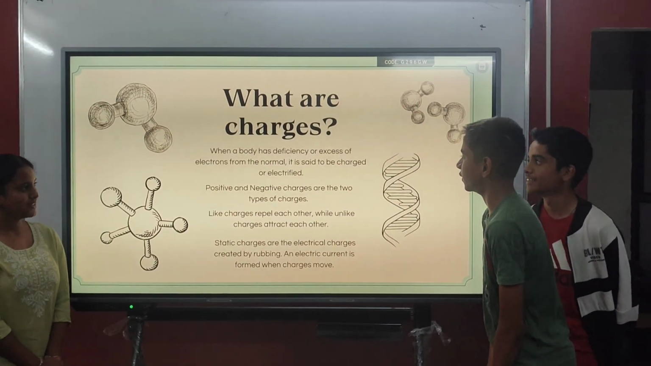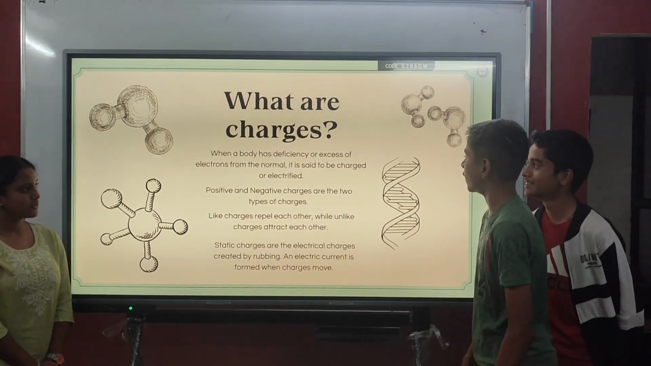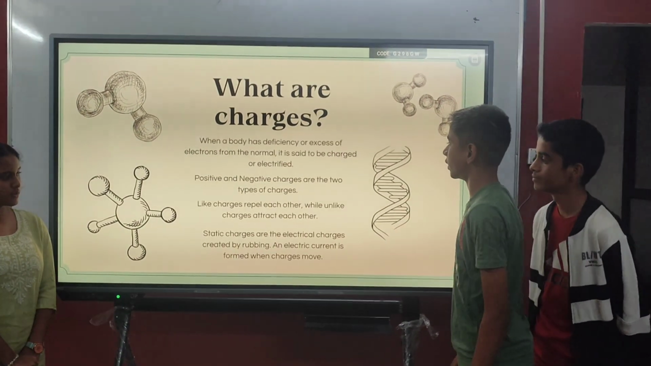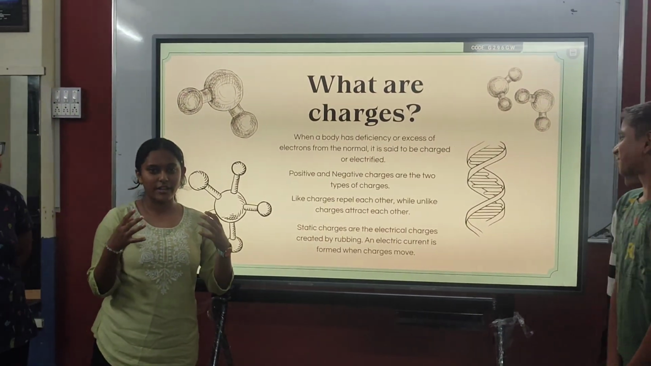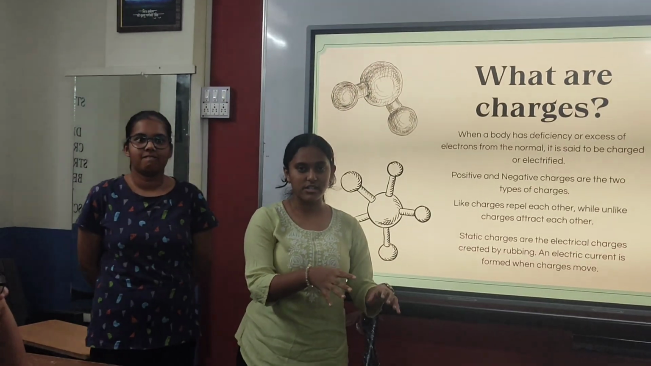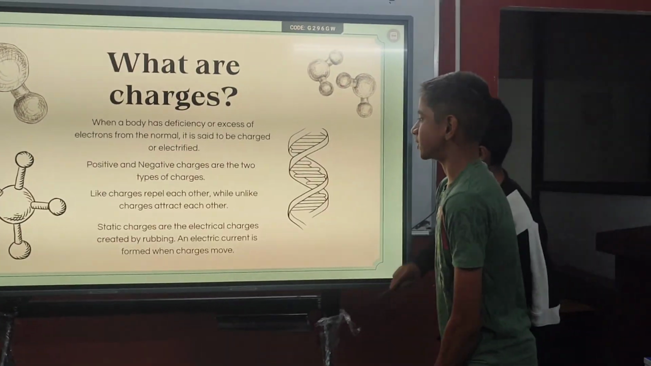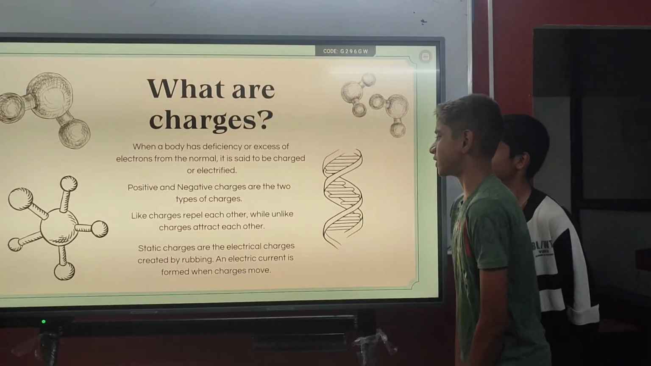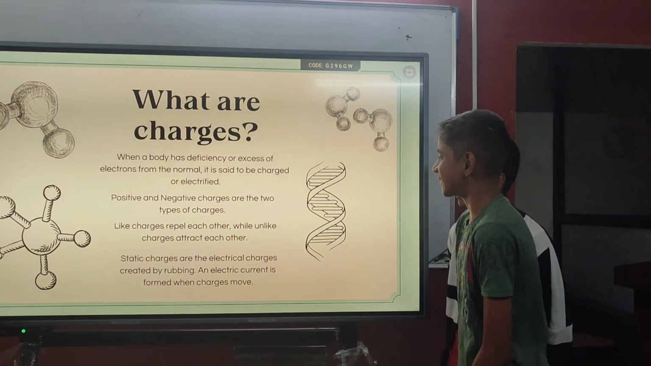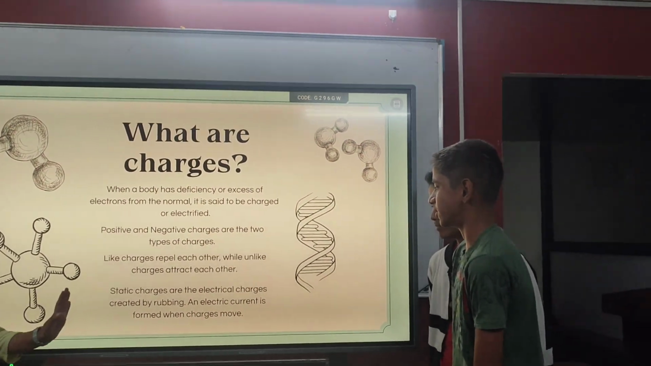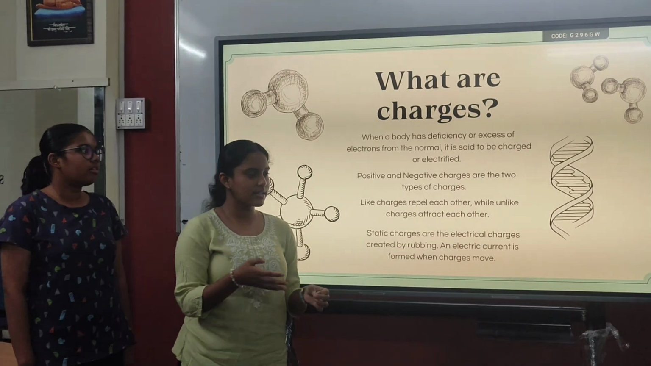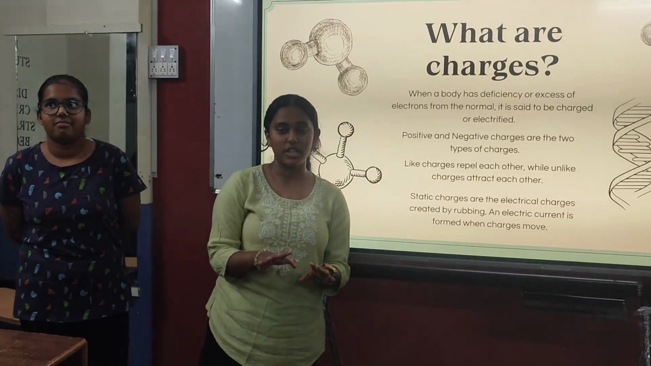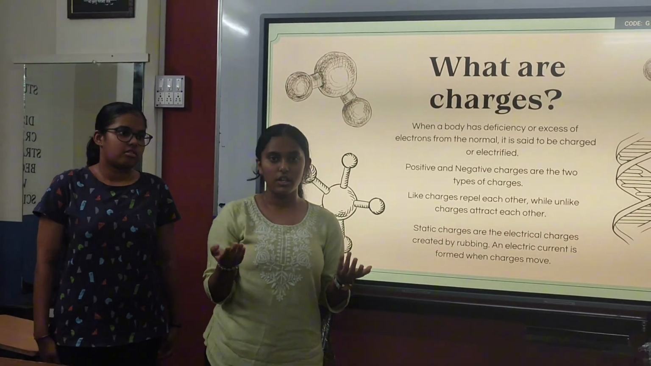When a body has a deficiency or excess of electrons from the normal, it is said to be charged or electrified. So basically, when a body has any type of charge, it is said to be charged. Positive and negative charges are the two types of charges. Like charges repel each other, while unlike charges attract each other. So basically, positive and positive charge will repel each other, while negative and positive charge will attract each other.